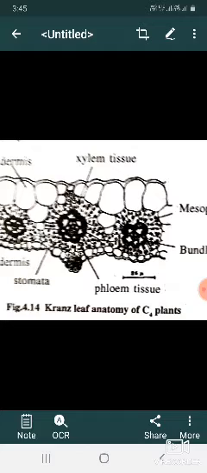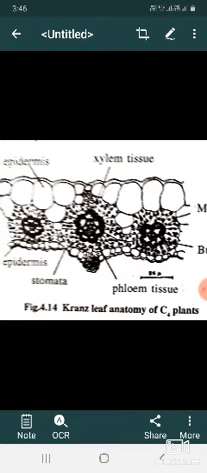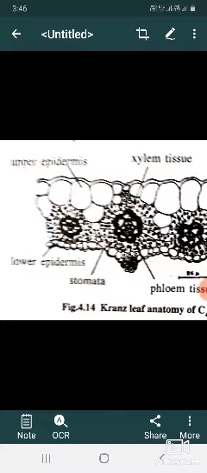Carbonic anhydrase enzyme enables the formation of carbonic acid from carbon dioxide and water in less than 1 second. These reactions of C4 plants are explained by Hatch and Slack, and so their cycle is also called the Hatch-Slack cycle. The reactions of the C4 cycle are indicated.